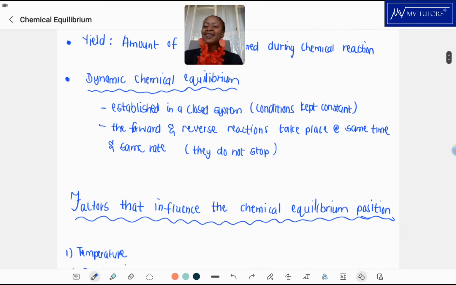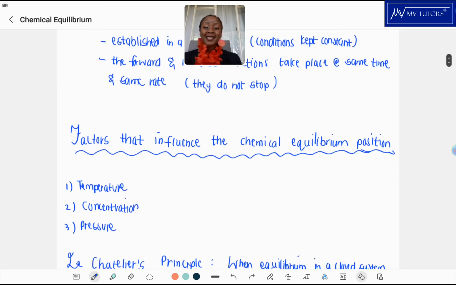Okay, now let's talk about the factors that influence the chemical equilibrium position. Because you might be in a state where you have chemical equilibrium and then there's a shift. Something just happens. There you are enjoying your life and then life happens, and we need to adjust. When life happens, you need to adjust and find a new equilibrium, if I could say. So what are things that can actually influence the equilibrium position?